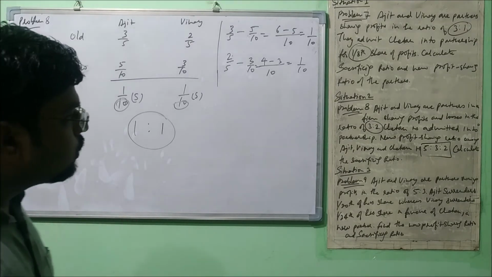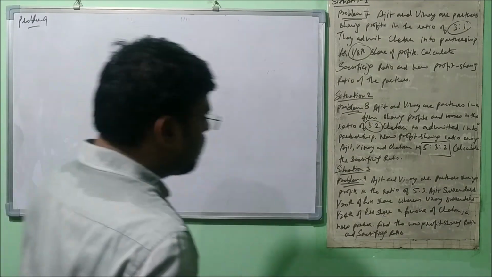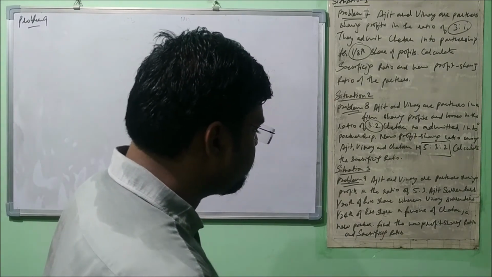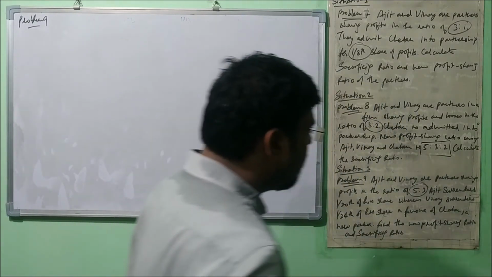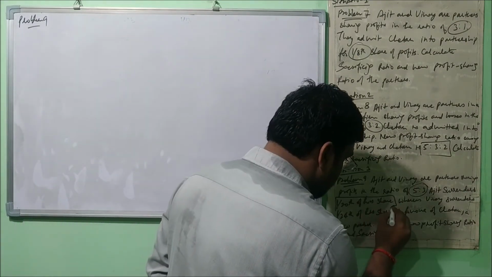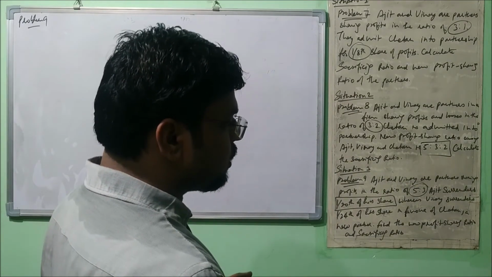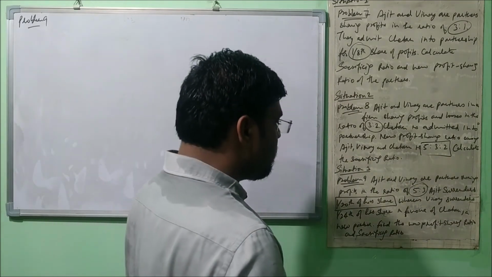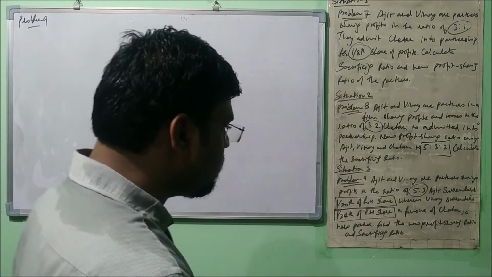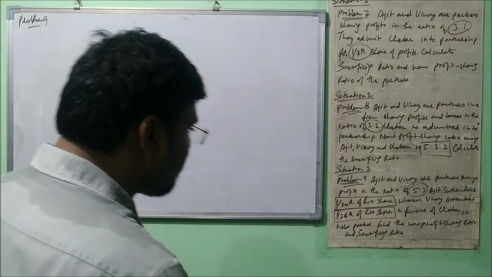Fine. So now let's read problem number 9. It says Ajit and Vinay are partners sharing profits in the ratio of 5:3. That is the old ratio. Ajit surrenders 1/20th of his share. We have to be cautious about it. Vinay surrenders 1/24th of his share in favor of Chetan, a new partner. Find the new profit sharing ratio and sacrificing ratio.